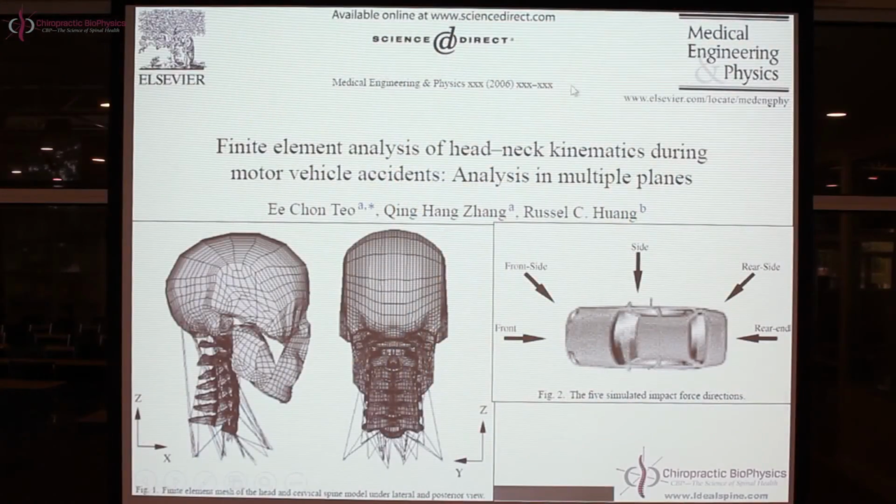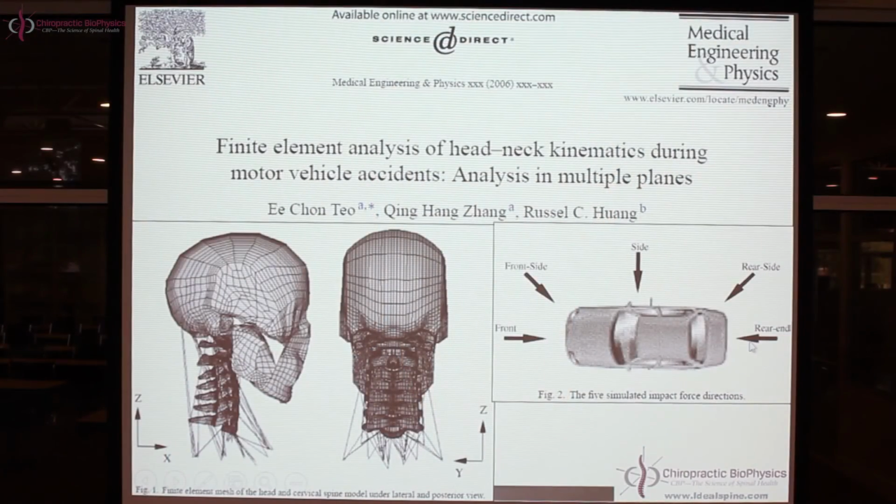So this came out in Medical Engineering and Physics in the year 2006. And I don't have the volume and page numbers, sorry about that, but you can look it up. Okay, it's by Teo et al., T-E-O, Finite Element Analysis of the Head and Neck Kinematics During Motor Vehicle Accidents. Now, they analyzed in their model of the human head and neck with muscle actions, etc. They analyzed different vectors of impact. So they did a true front collision, a front side, a true side, T-bone, rear side, and rear end. So they did 5 simulated impacts.